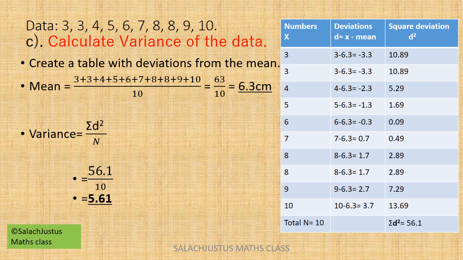This formula holds only for ungrouped data. So we square the deviations and sum them, we get 56.1. Divide that by 10, we get 5.61. 5.61 shall be the variance of this set of data. Next question.